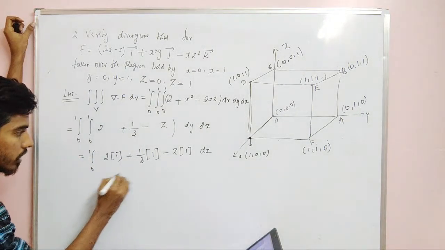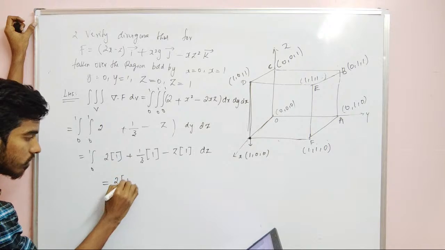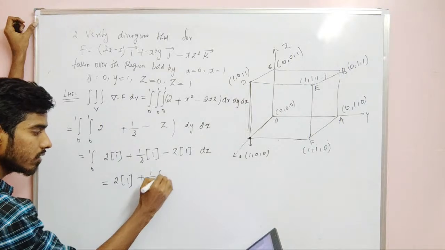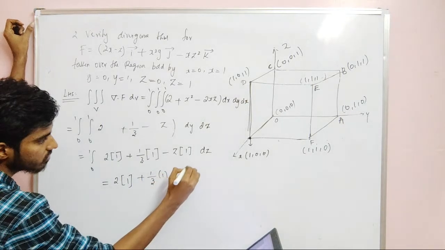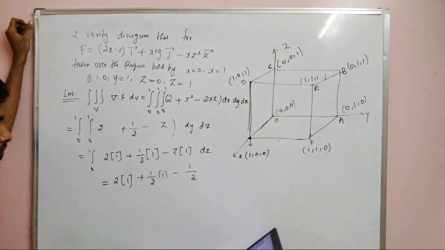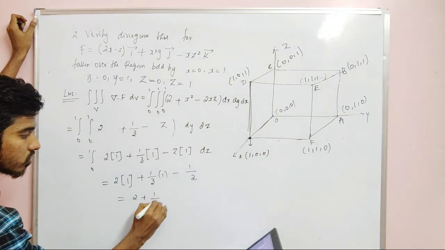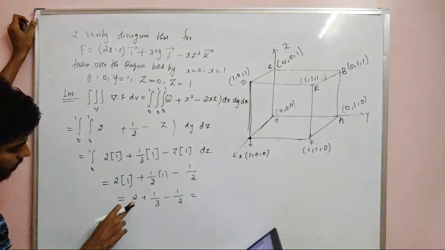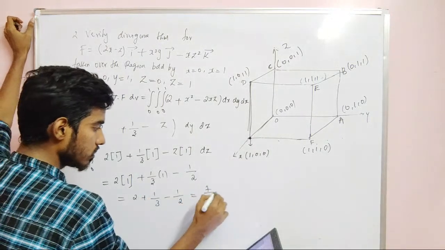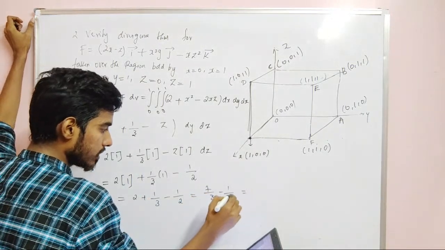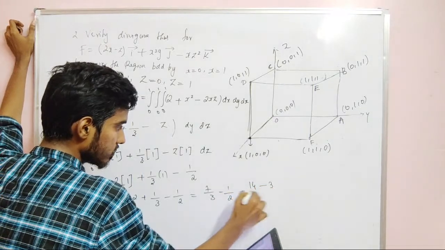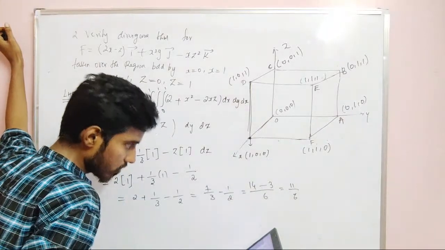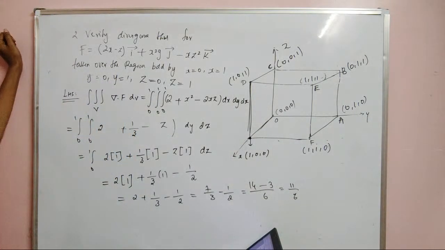So when I integrate with respect to dz, again here we will have 1 because of 2 dz, so 2 z, here we again have 1 by 3 into 1, minus z square by 2, so we have 1 by 2. So we have 2 plus 1 by 3 minus 1 by 2. So 2 plus 1 by 3 is 7 by 3, minus 1 by 2, and this will be (14 minus 3) by 6, which is 11 by 6. Yes, so 11 by 6 is our volume integral, right?